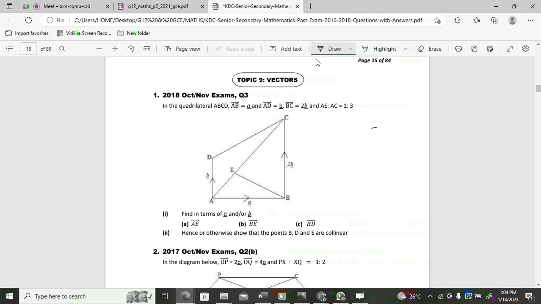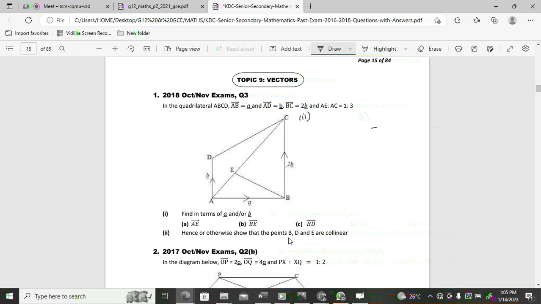Okay. Now, when you're talking about collinearity of vectors, we are talking of B, D, and E. If these vectors are collinear, meaning that they lie on the same line, that's the meaning of collinear. Or if not on the same line, they are on lines which are parallel. So to show that vectors are collinear, remember this is 5 marks.